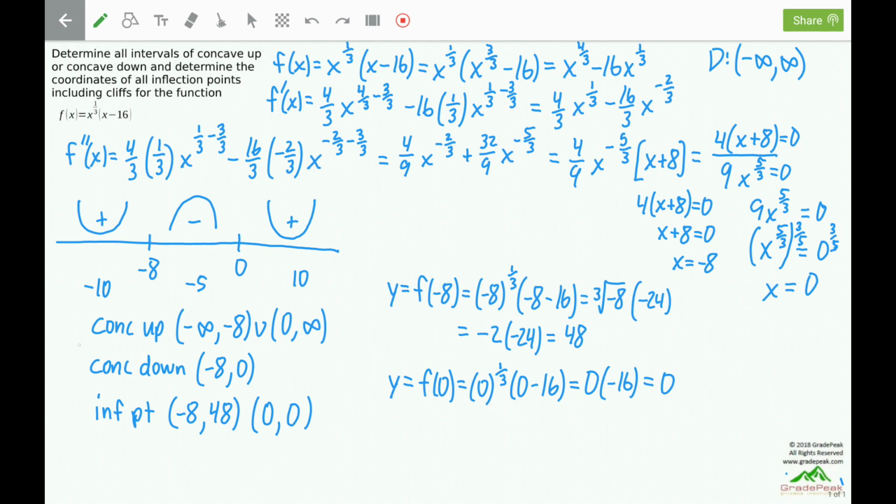So we have 2 intervals of concave up, 1 interval of concave down, and 2 inflection points, one at -8, 48, and another one that turns out to be a cliff at 0, 0, or the origin.